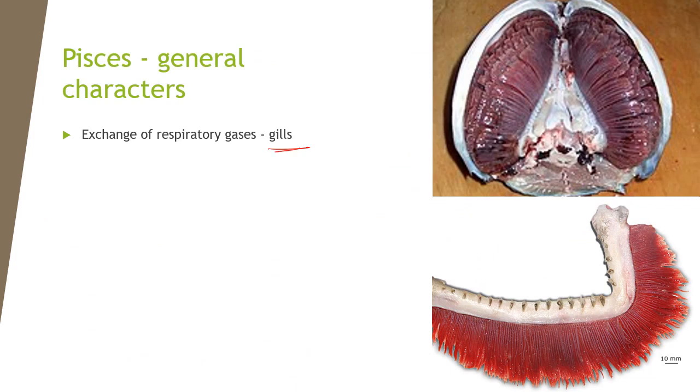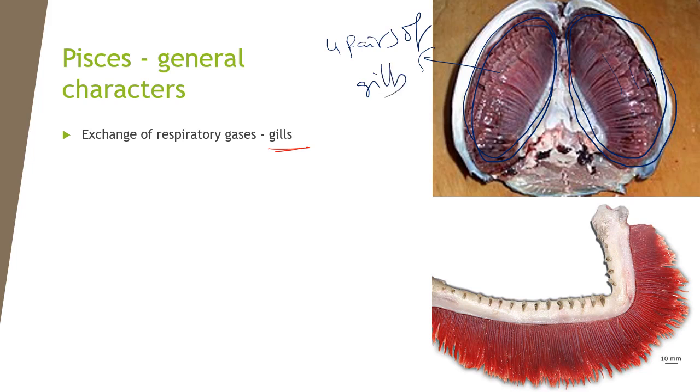Here these two red colored things are the gill of one side of the fish, and this one is the gill of the other side of the fish. Here how many layers are there? 1, 2, 3, 4. There are 4 layers. That means 4 pairs of gills are there. Here one of the gills is separated from the body and shown.